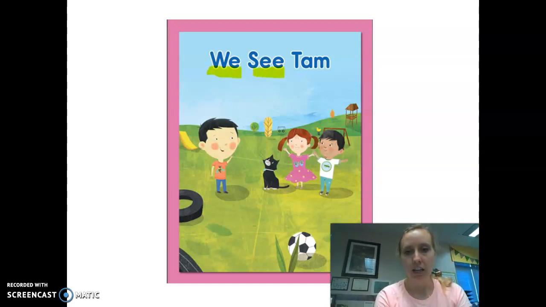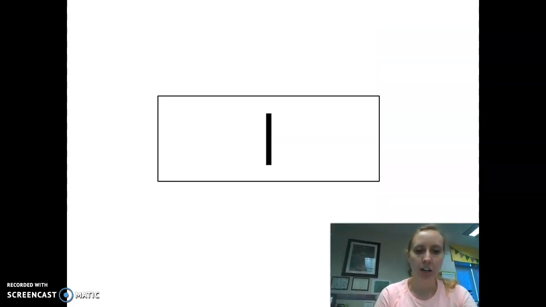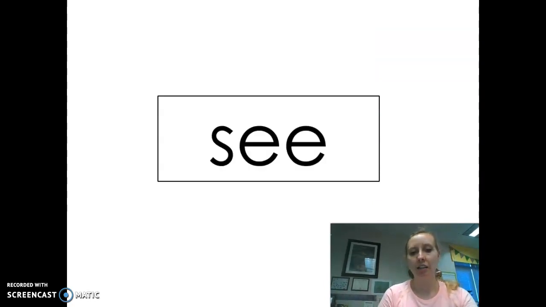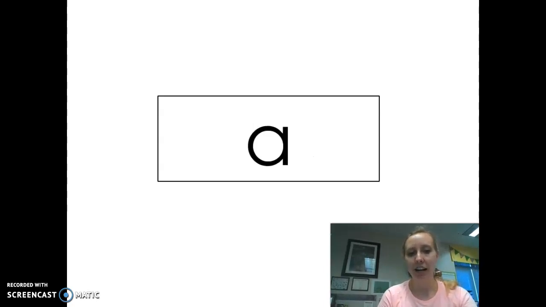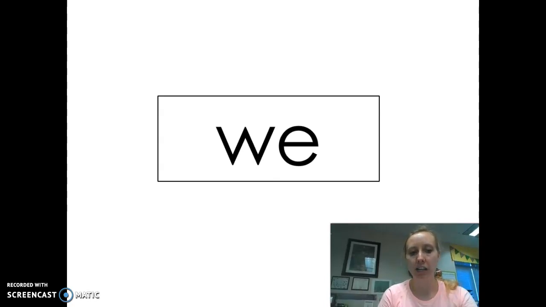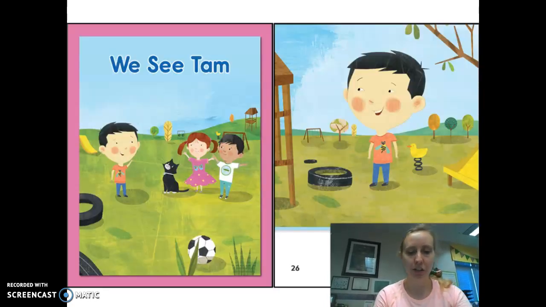We see, let's make the sounds. T-a-m. What's the word? Tam. Let's do it again. We see Tam. So this is Tam. These are words you're going to see, and I'll give you 3 seconds. 3, 2, 1, I. 3, 2, 1, see. 3, 2, 1, the. 3, 2, 1, we. 3, 2, 1, like. Okay, let's read our story.